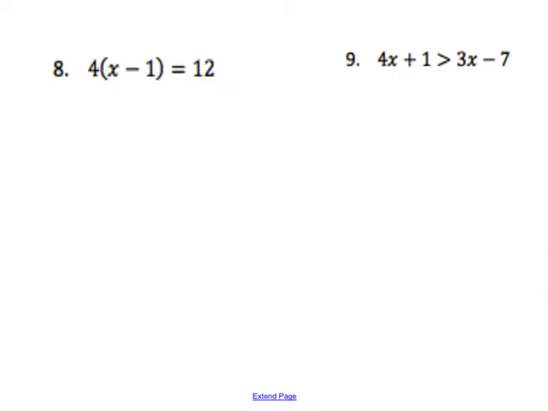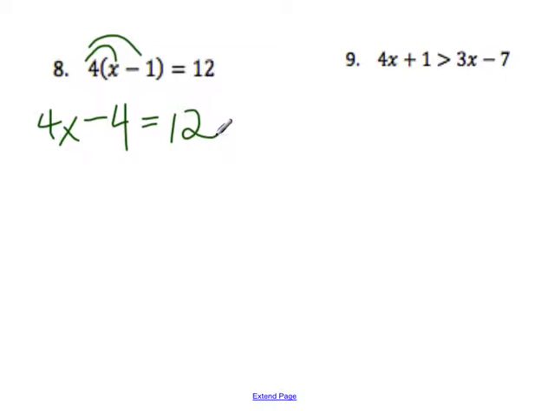Now, let's take a look at solving this equation. So we want to solve this for x, guys, and I want you to make sure you completely get that solved for x. I want to have x equals at the end. So first thing we're going to do is distribute. 4 times x is 4x. 4 times negative 1 is negative 4, and that's equal to 12.